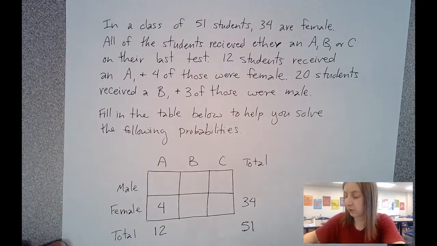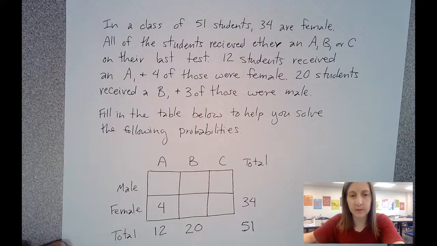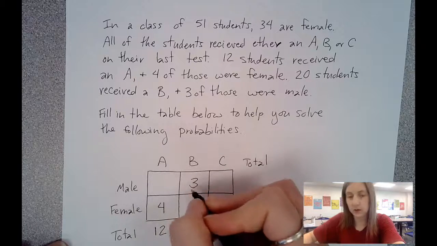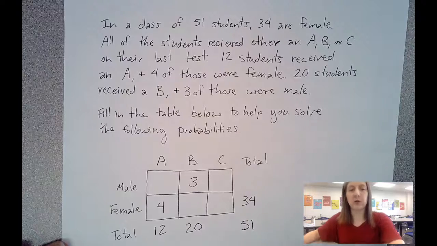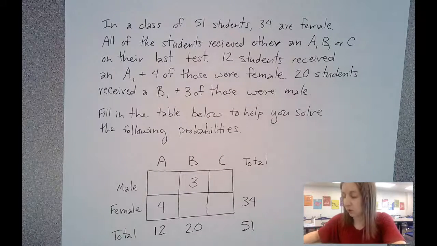20 students received a B. So that's the total for those that received a B. And 3 of those were male. So B, male, that's 3. And then it doesn't give us any more information to help us fill out the table in the paragraph, but we can just fill it out knowing how these different numbers need to work.